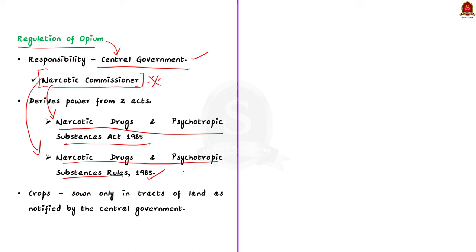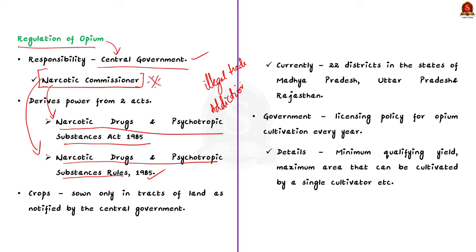See, OPM cultivation is prone to illegal trade and risk of addiction. Due to this, the cultivation of OPM poppy is strictly regulated in the country. So the crops are only allowed to be sown in tracts of land as notified by the central government. Currently, it is cultivated in 22 districts in 3 states in India, as we saw earlier: Madhya Pradesh, Uttar Pradesh and Rajasthan.